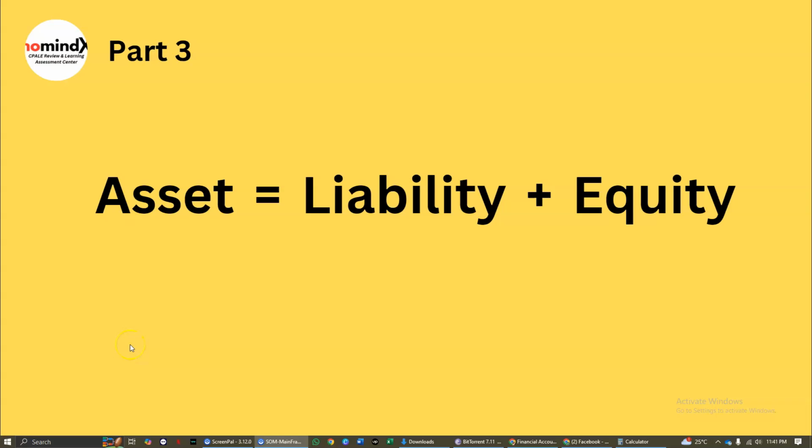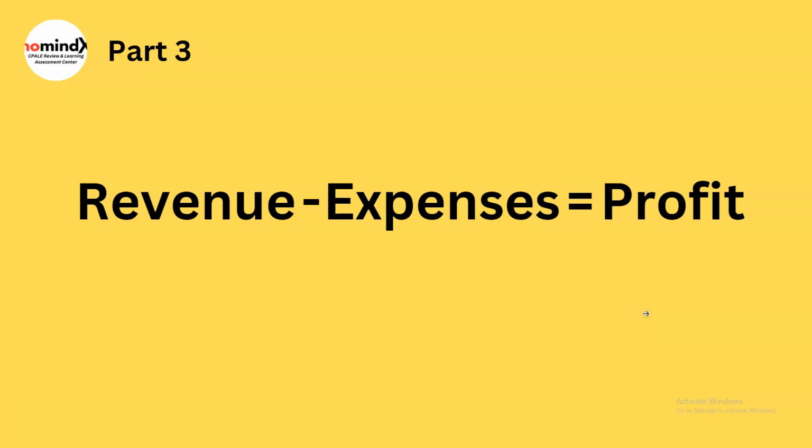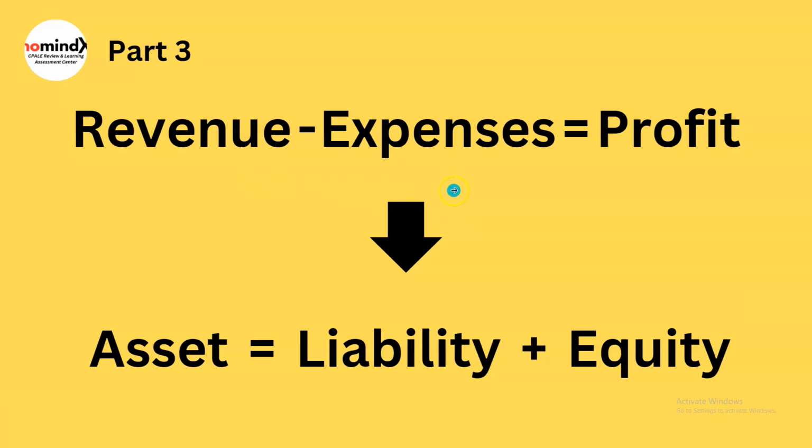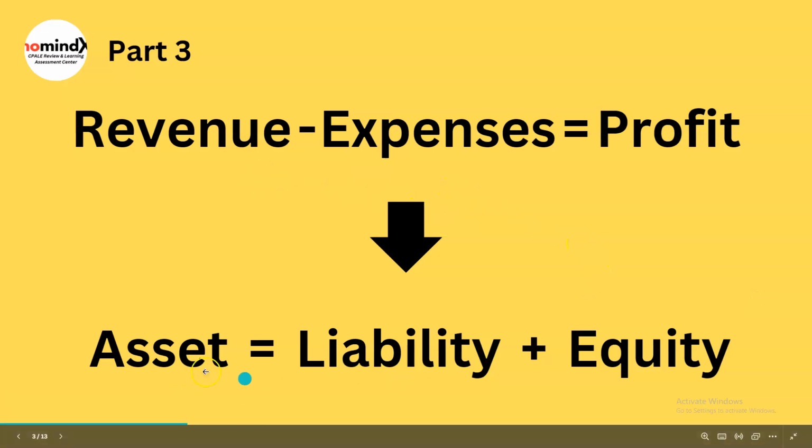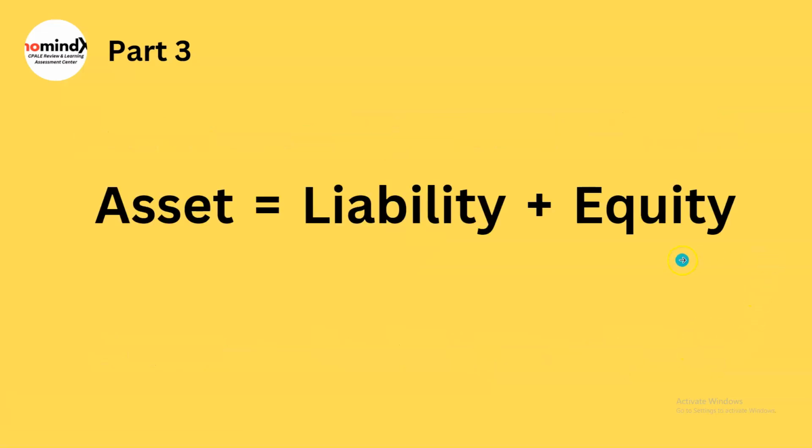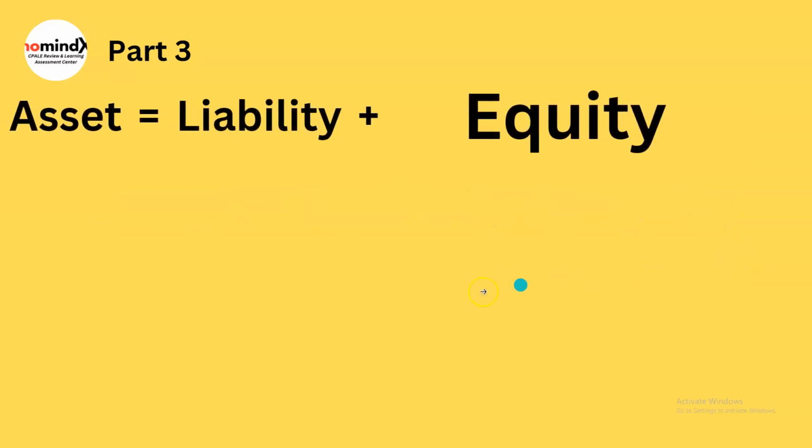We came up with this equation: asset equals liability plus equity. However, we have a problem of dealing with revenue minus expenses equals the profit. How are we going to incorporate this revenue minus expenses equals the profit into this asset equals liability plus equity? So let's try to expand this asset, liability, and equity equation.